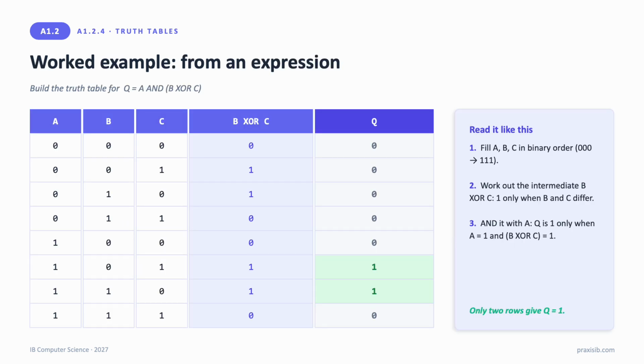Let's put that method to work on a real example, taking it nice and slow. Our expression is Q equals A AND (B XOR C). First, how many inputs? There are 3 inputs. We can label them as A, B, and C. 3 inputs means 2 to the power of 3, which is 8 rows. So we draw 8 rows and fill the inputs by counting in binary from 0 to 1.